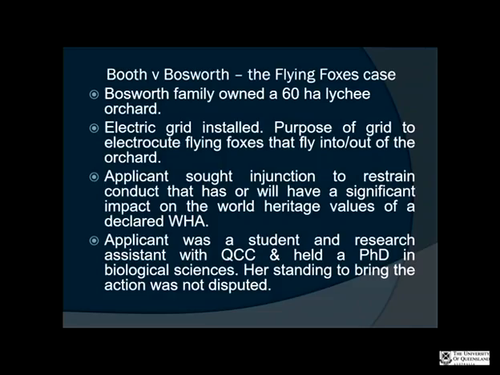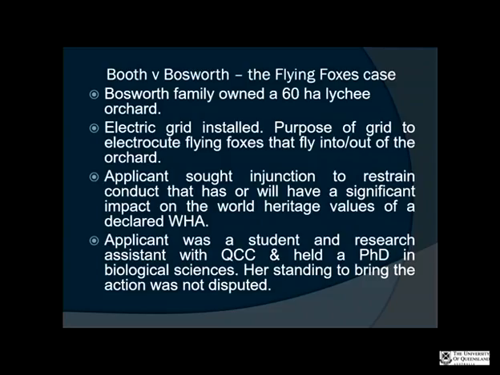So the Bosworth Farm owned a 60-hectare lychee orchard. They installed the grid for the sole purpose of electrocuting the flying foxes that were flying into and out of the orchard. Carol Booth, who took that footage that we looked at earlier, went before the courts and she applied for an injunction to restrain what she called conduct that has or will have a significant impact on the World Heritage values of a declared World Heritage area. So she was saying that by electrocuting such large numbers of flying foxes, that was going to impact on the World Heritage values of the declared World Heritage area.